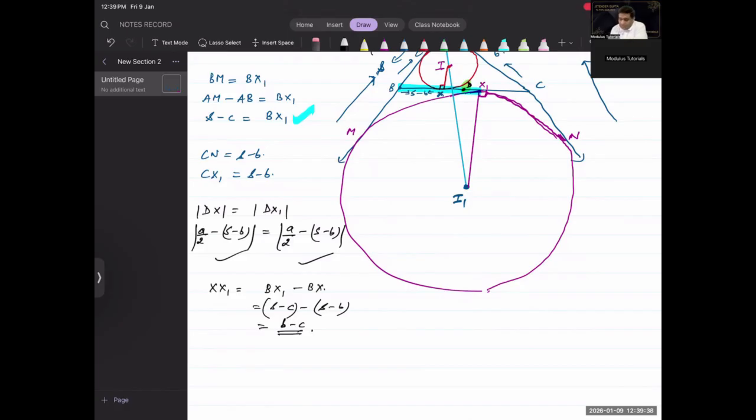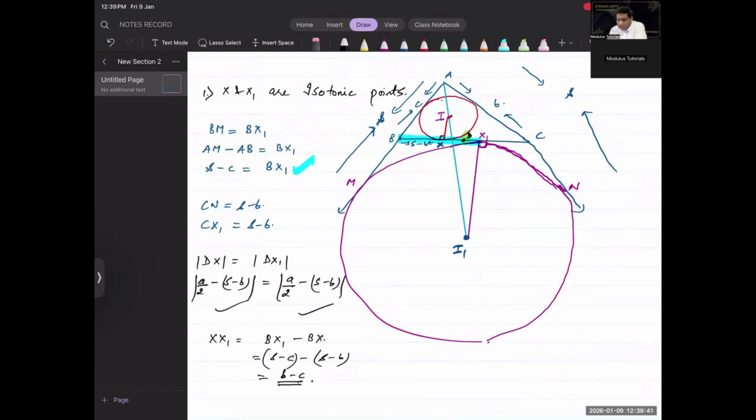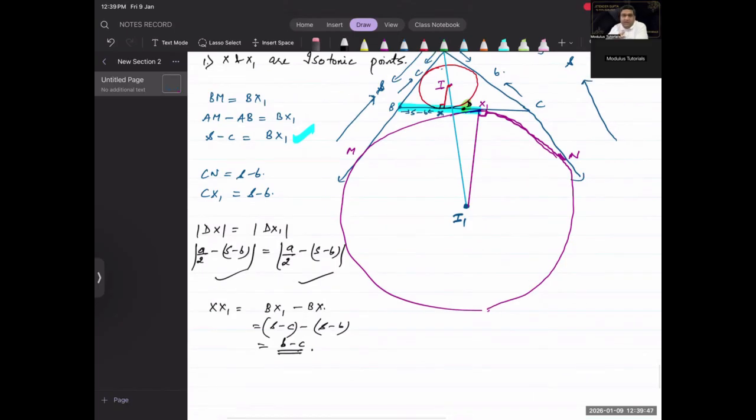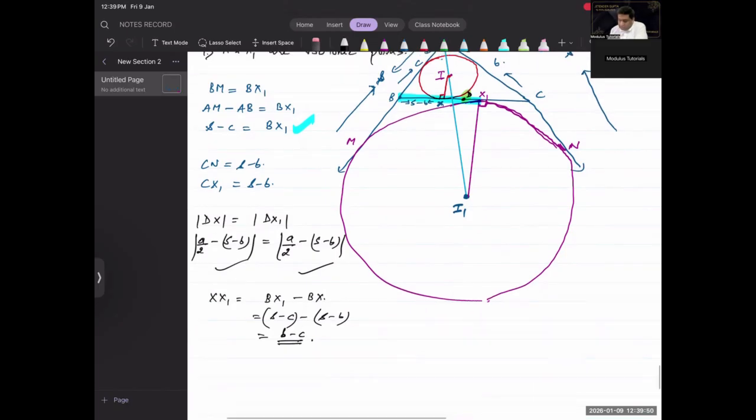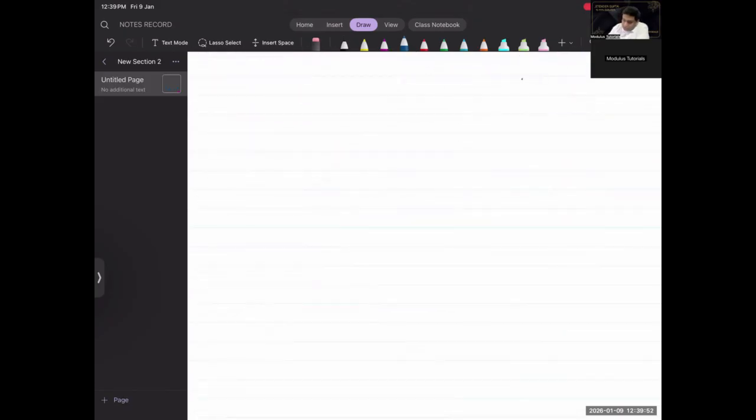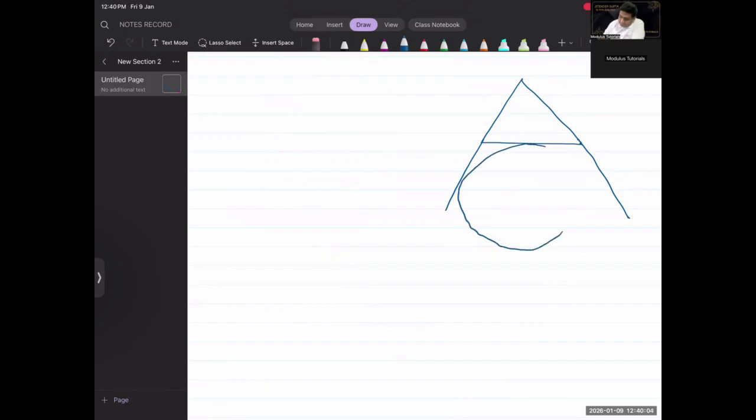Now, in this entire thing, what you may not have understood is why AM is s. Although I have already covered it in another video, I'll cover it once again. So see this. If you have a triangle with this circle, this is A, B, C. This is M, and this is N. Got it? So AM is expected to be s. How and why?